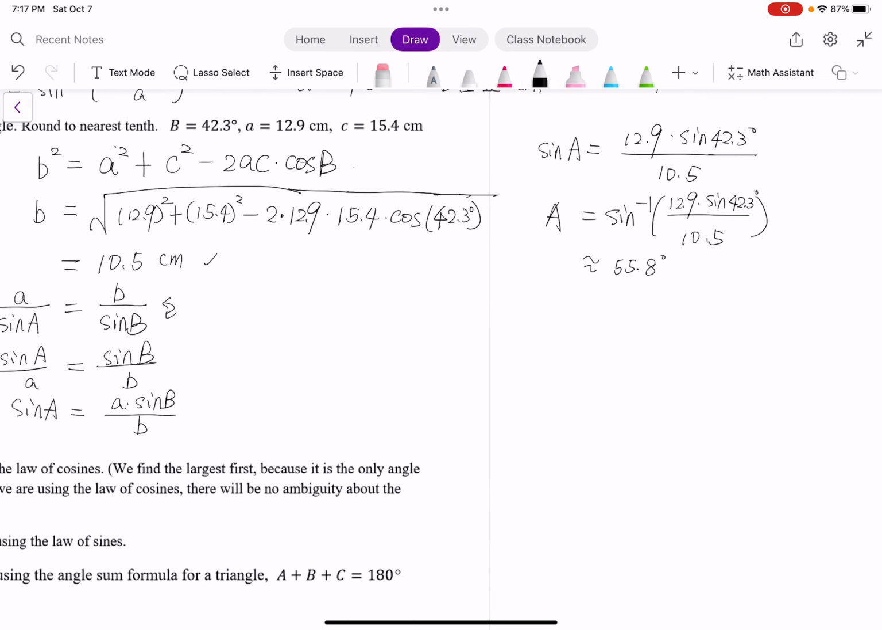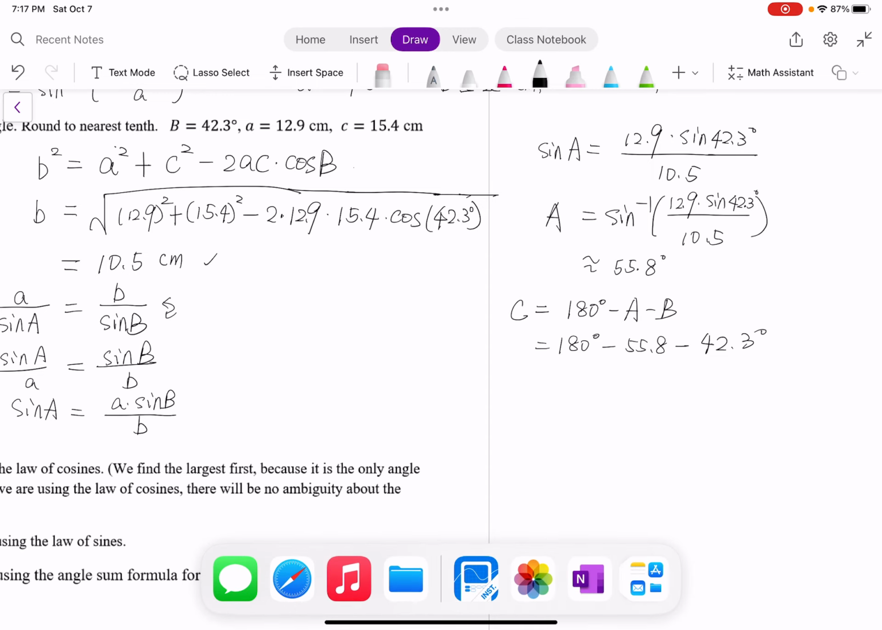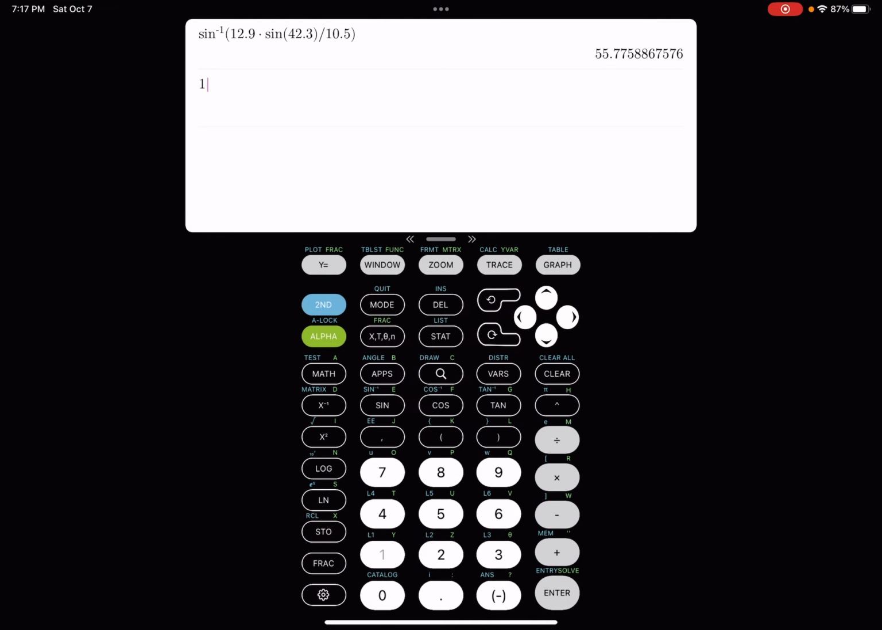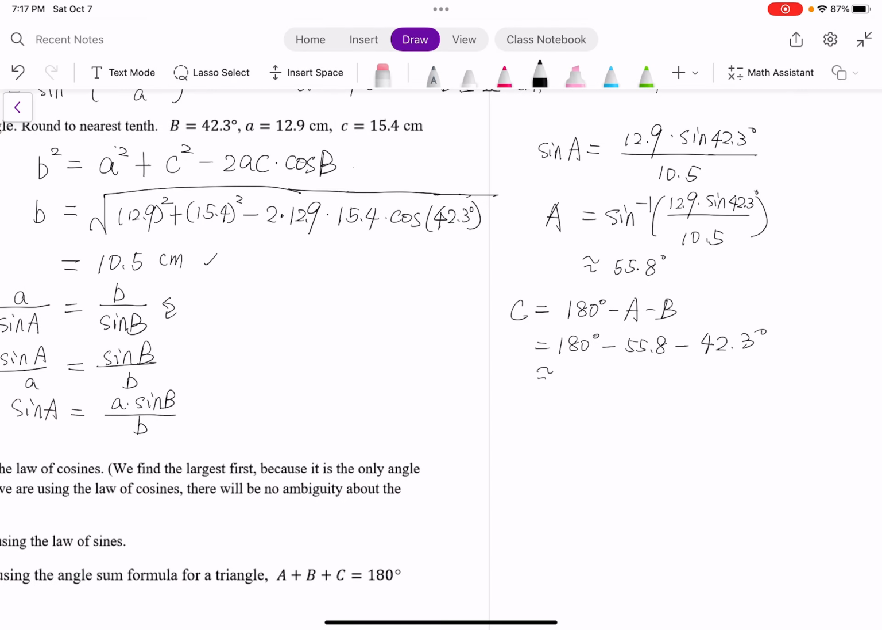So I have two angles. I'm looking for the angle C. Angle C equals 180 minus A minus B. So 180 degrees minus 55.8 minus B, 42.3 degrees. We can use our calculator. 180 minus 55.8 minus 42.3. We have 81.8. So the C is about 81.8 degrees.